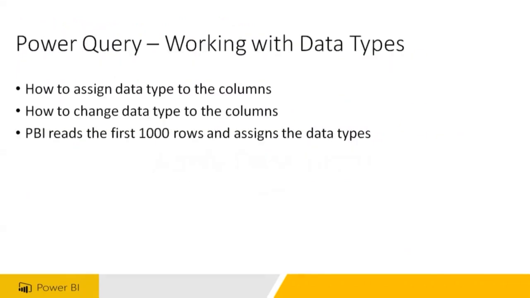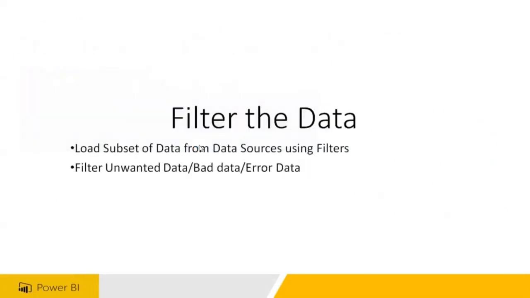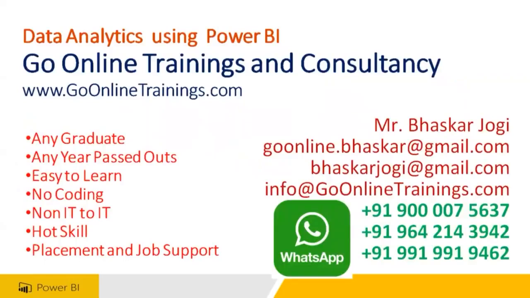perform anything. So Power Query, how to assign the data type to columns, how to change data type. Power BI reads the first 1000 rows and assigns the data types. So that is what is important. So transform, detect data type is the thing that you need to use. So tomorrow we'll talk about, not tomorrow, Monday. So we will talk about the filtering concept. It's a very, very easy and important concept.